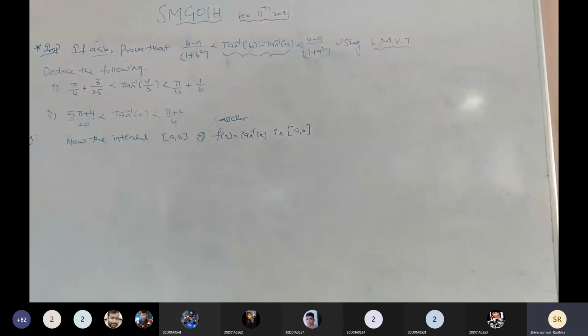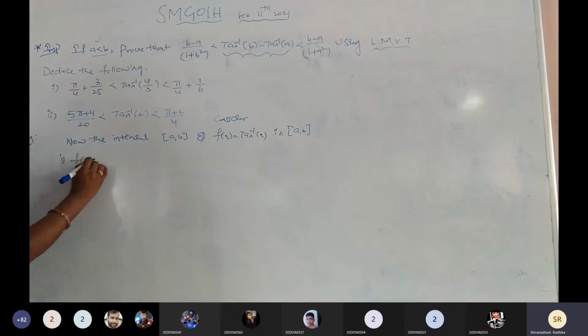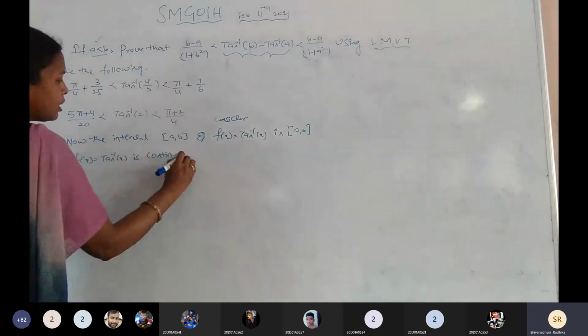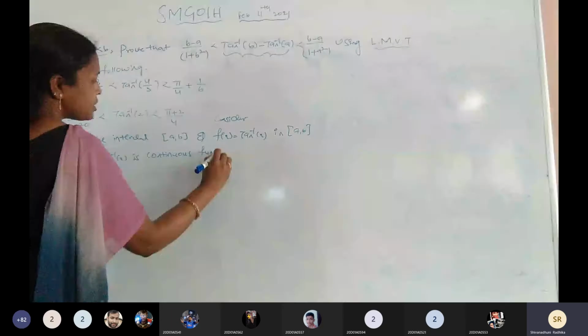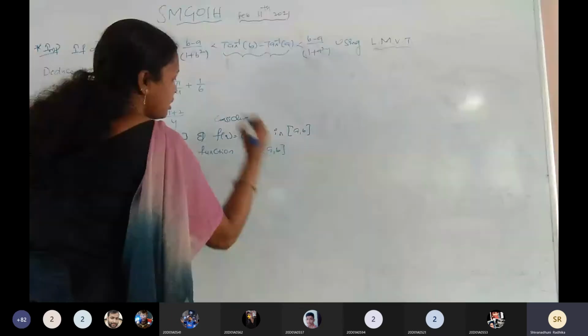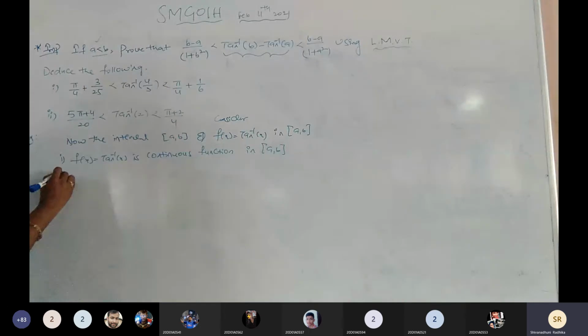And what about the interval here? The values are completely unknown, they are constants. Then go for the first condition. What is the first condition? f of x equals tan inverse of x is a continuous function in the closed interval A comma B. Right? Now, go for the second one.